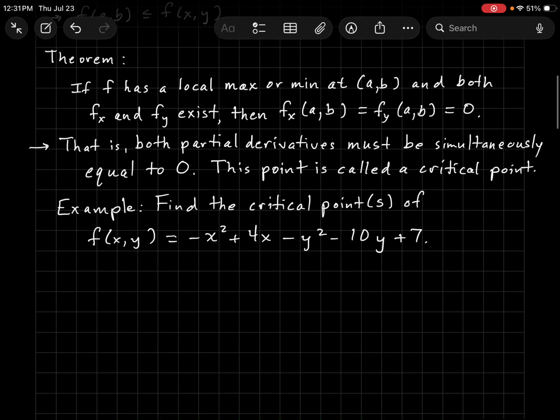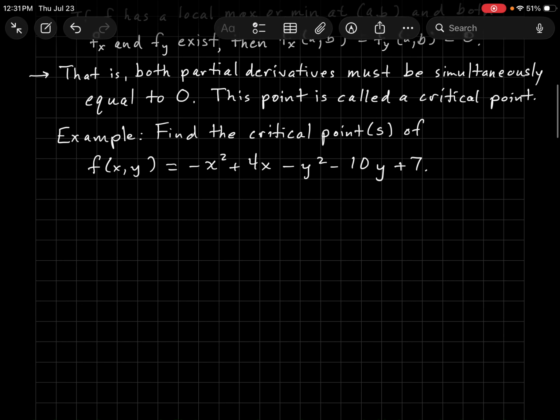So let's find a critical point of the function f(x, y) equals negative x squared plus 4x minus y squared minus 10y plus 7. And we're going to find our partial derivatives. Sometimes I put f_x(x, y), sometimes I just write the notation like this, but it's always at (x, y). So the partial derivative with respect to x is negative 2x plus 4, and I set that equal to 0, and this is true when x equals 2.